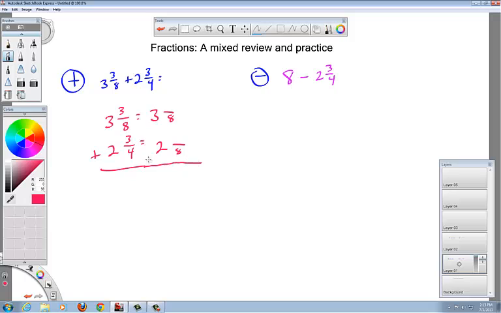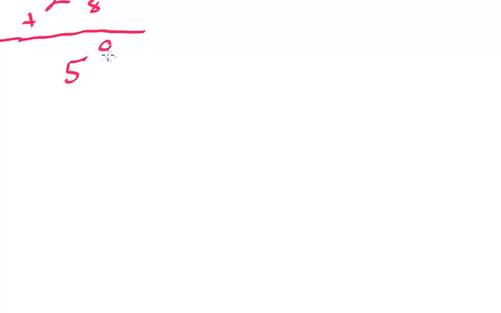This really isn't a how-to guide on how to do this. It's just more practice. So that's going to stay the same, so that becomes a 3. 4 times 2 is 8, so 3 times 2 is 6. Add these down. It's going to be 5 and 9/8, which will become 6 and 1/8.